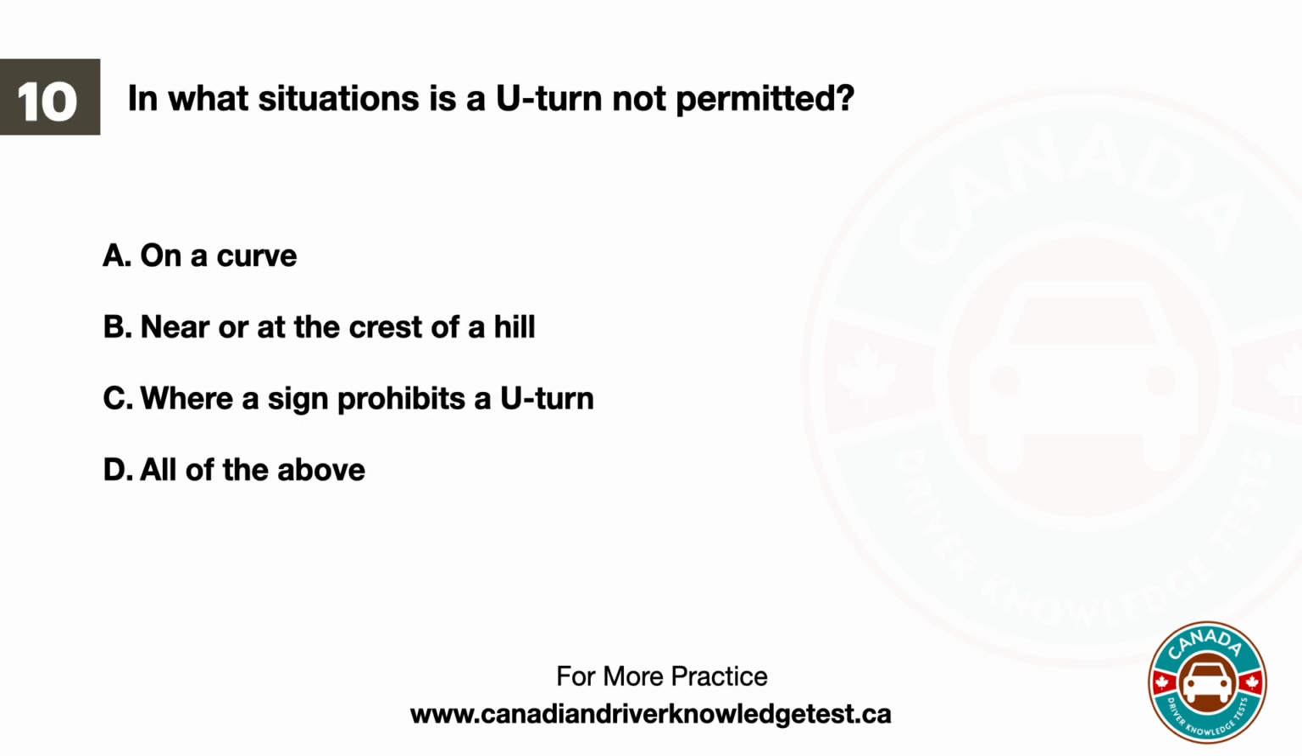Question 10. In what situations is a U-turn not permitted? A. On a curve. B. Near or at the crest of a hill. C. Where a sign prohibits a U-turn. D. All of the above. The answer is D. All of the above.